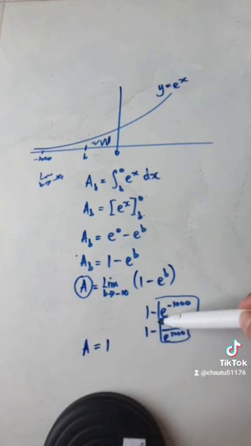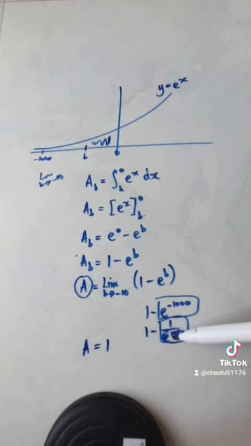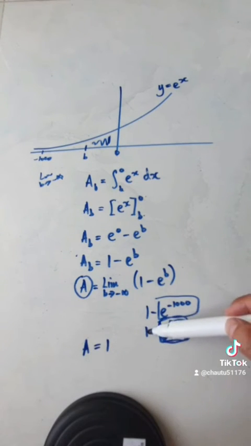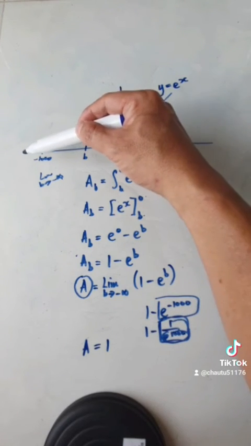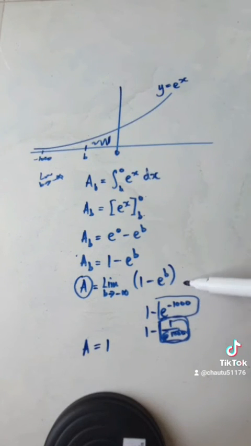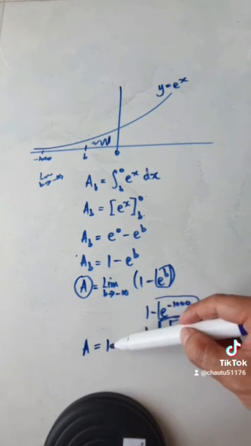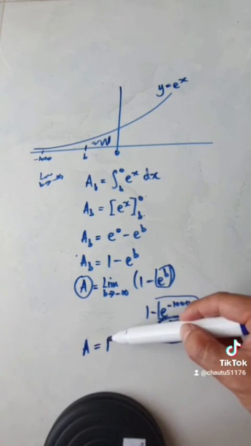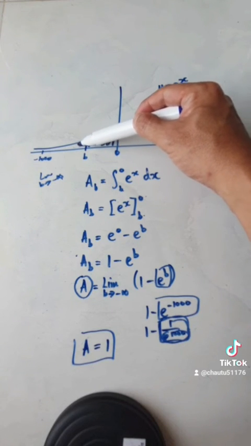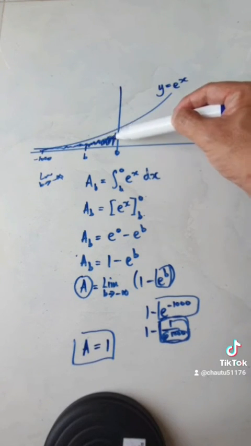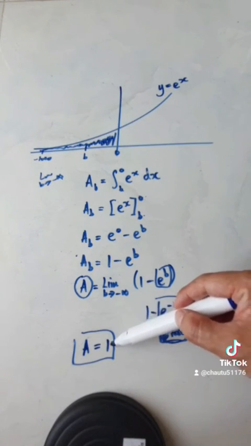If this number is very big, then the denominator would be very big. 1 divided by very big, you can imagine it to be 0. So it's really 1 take away 0. The point is that when b slides all the way to negative very big, this block here will be 0. So in effect, the area is actually what's left, 1. So this area here, as you move all the way to negative infinity, this whole area here equals 1. Okay?